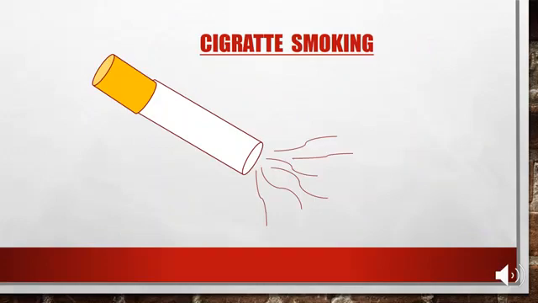The second example of diffusion is the smoke from a lit cigarette spreading into the air due to the random motion and collision of the molecules, and we feel its irritating smell even at a short distance.